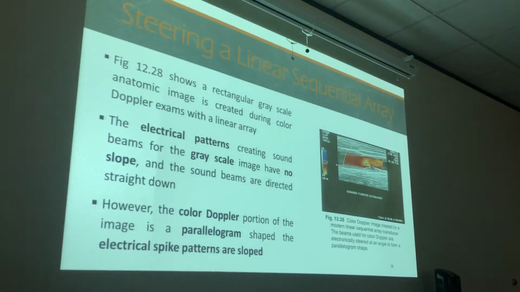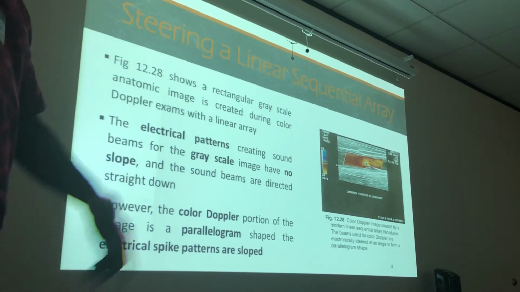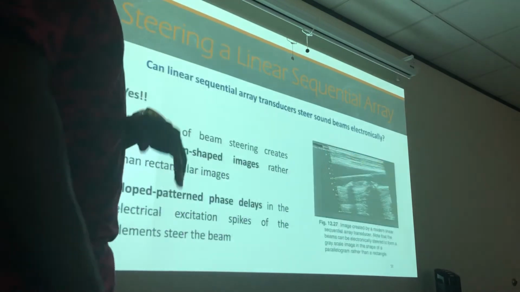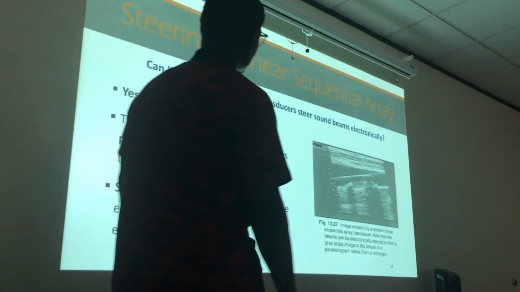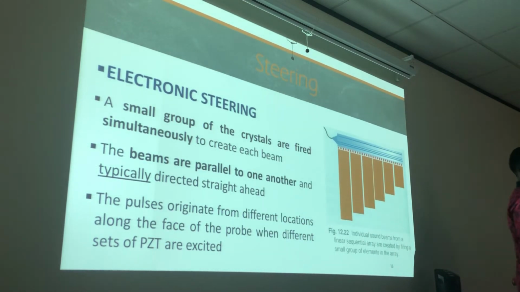Can you be a little bit more specific on how this is being steered? I'm about to. You mean with the color Doppler? The linear sequential, with the slopes. The small groups of elements right here are right now in a straight line across. Remember, if it's a straight line, it's going to be directed straight down. We talked about that when we were talking about steering, with linear phased array transducers at the end of that section. Same thing applies here. Electronic steering and electronic focusing work the same way.